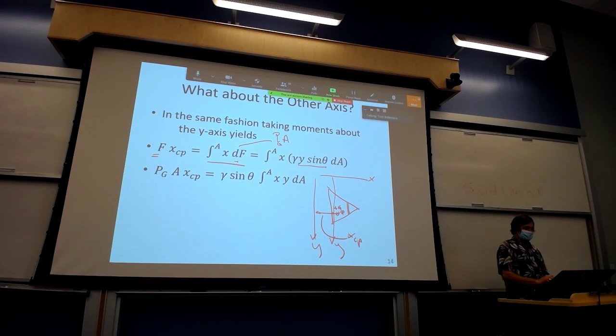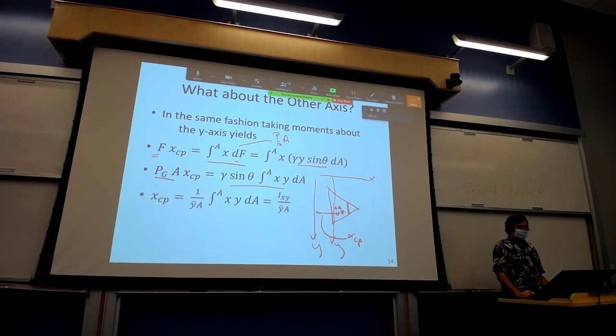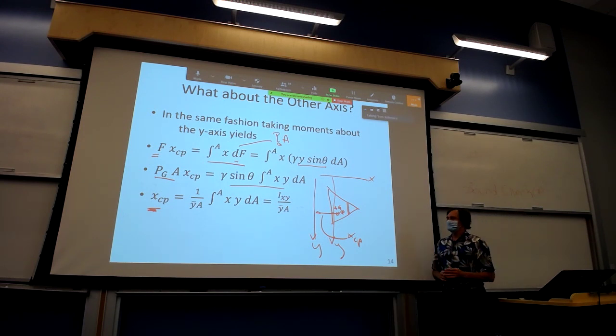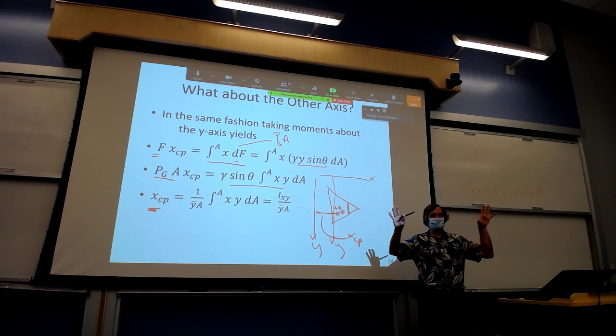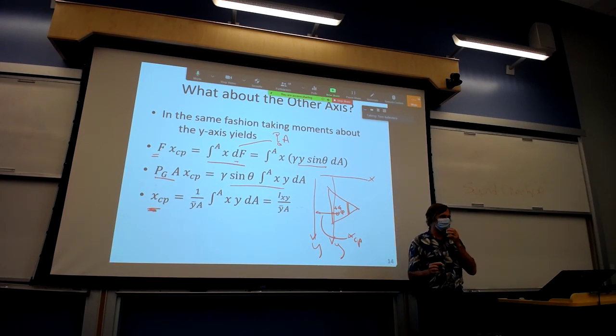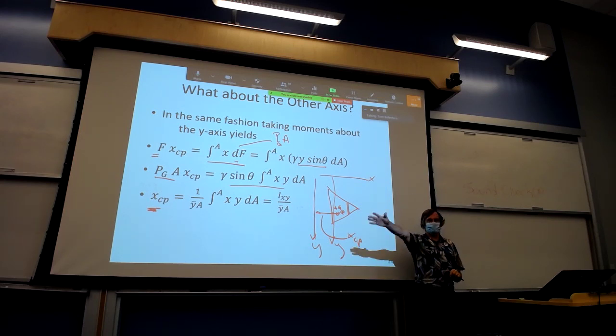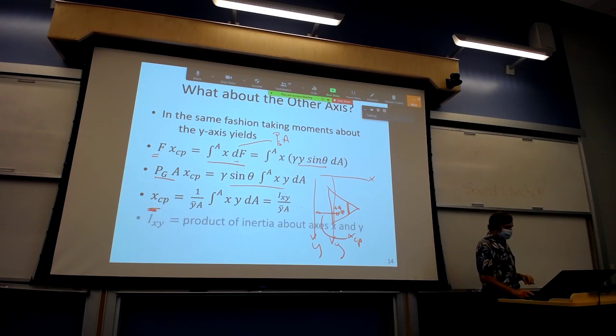We'll do the same substitutions we did before for the total force and the differential forces. Then, when in doubt, cancel out the gamma and sine theta on both sides of the equation. What we're left with is that the distance from the resultant force to the y-axis, xcp, is equal to Ixy over y bar A. Remember, last class I introduced this to you because it's rare in statics to use what's called the product of inertia, Ixy. It's not in your books, so we'll need to talk about that.